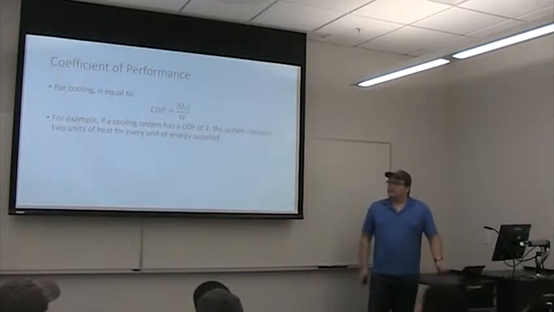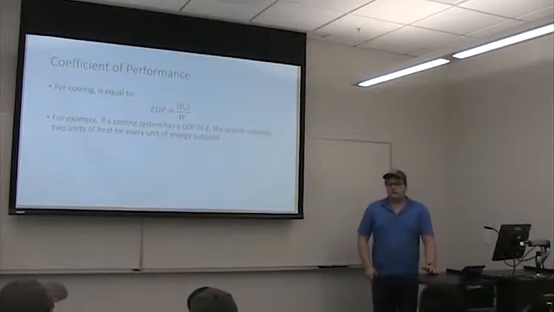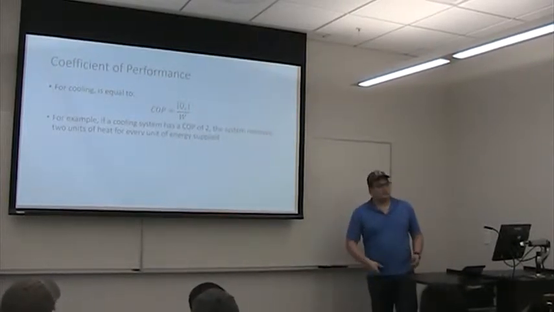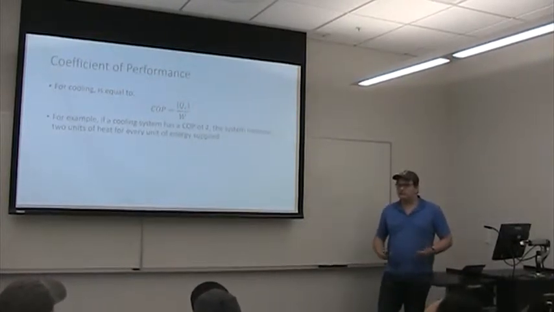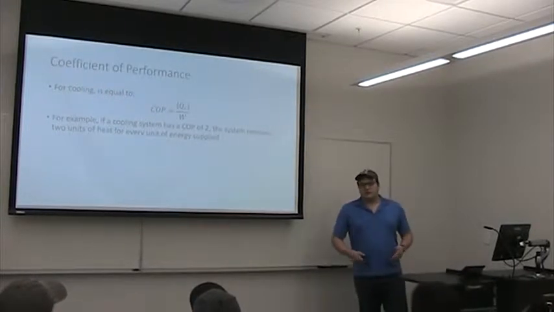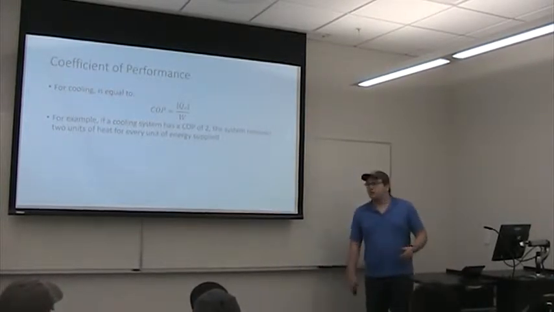One thing that we're going to talk about is the coefficient of performance. This is basically equal to the amount of heat that you moved for the amount of work that you put in. So for example, if you have a coefficient of performance of 2, you're moving 2 units of heat for every unit of work that you put in.